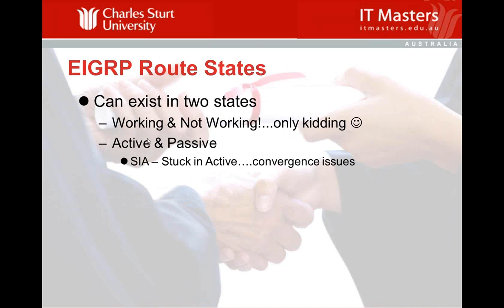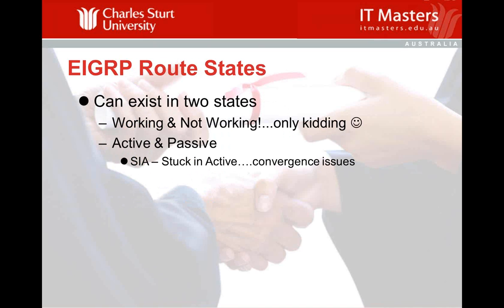Okay. So EIGRP route state. You can exist in two route states, okay? So working and not working. No, that's a joke. Little joke. Okay, stop laughing, seriously, they can be in active or passive.